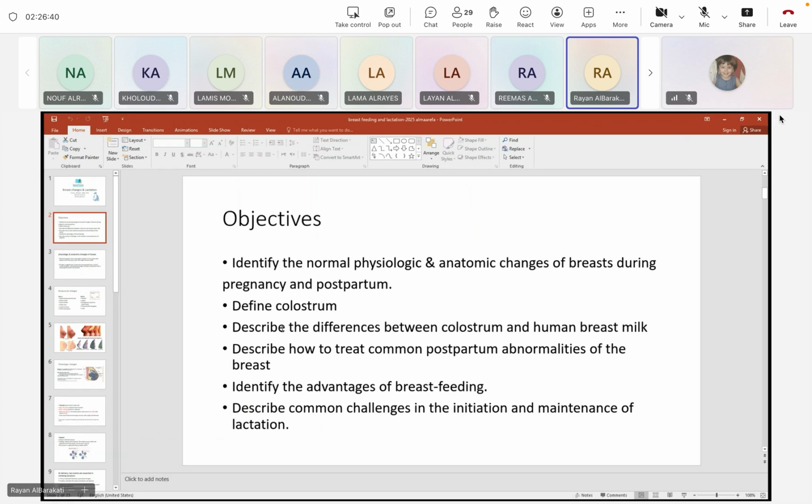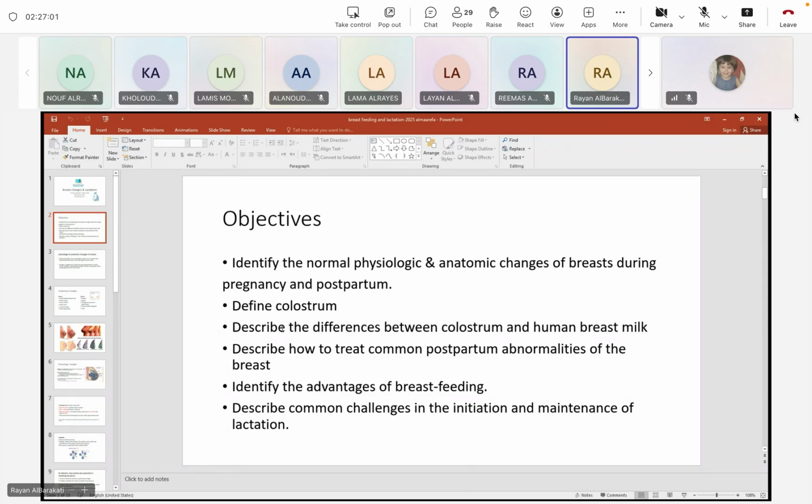In this lecture, it's very important to talk about lactation and breastfeeding, as this is a very important role for the mother and a major preventive measure for promoting health, especially for the new generation.